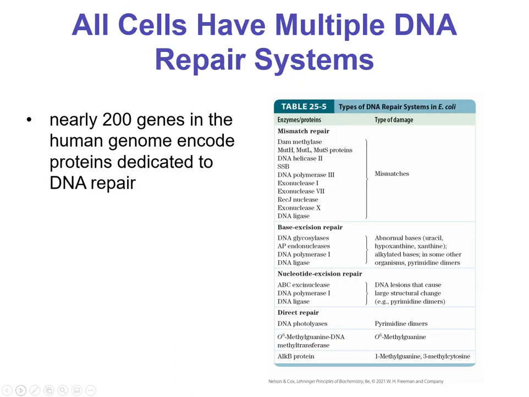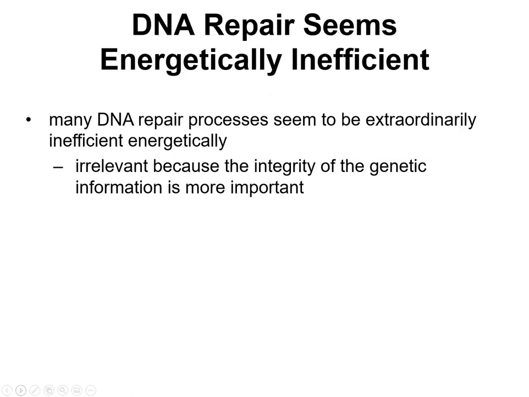So there's a lot of genes in the human genome that are dedicated to DNA repair. And all cells have multiple DNA repair systems just because there are so many reasons to keep your DNA pristine. If you have a bad template, then you're going to make bad everything else. DNA repair processes are extraordinarily inefficient when it comes to energy use, but who cares? If you're dead, then it doesn't matter, right?